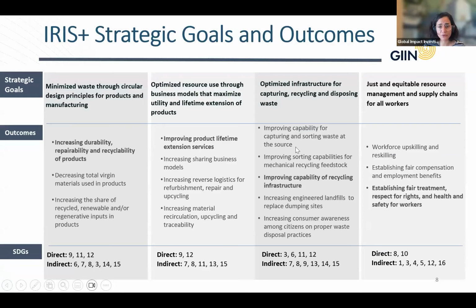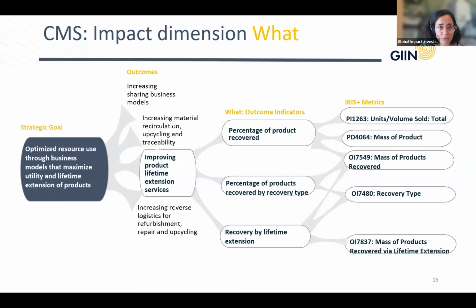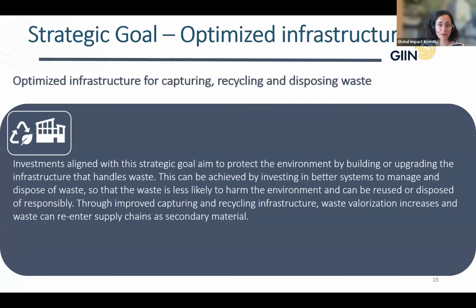Again, here we have a number of different outcomes that we have identified as being those that investors and investees can really incrementally support shifting in order for the strategic goal of really having optimized infrastructure for capturing, recycling, disposing of waste to become a reality, so that we can contribute towards that goal. And specifically, improving capability of recycling infrastructure is the one outcome that we have a core metric set for. Let's go to that. Here we are.